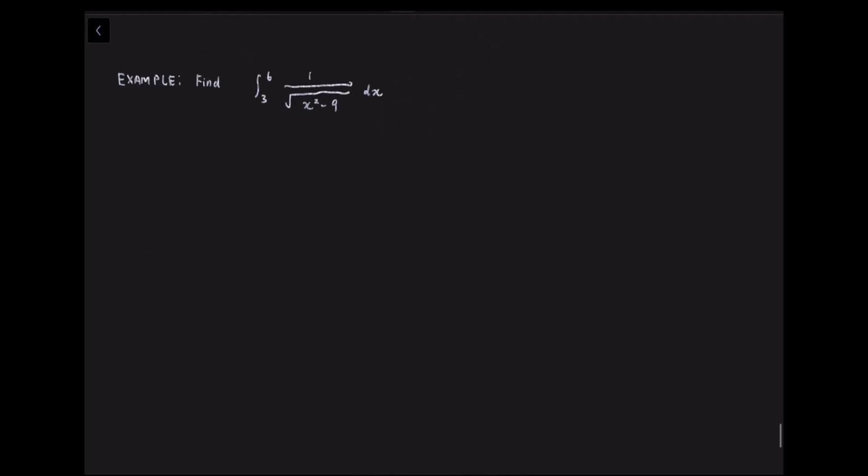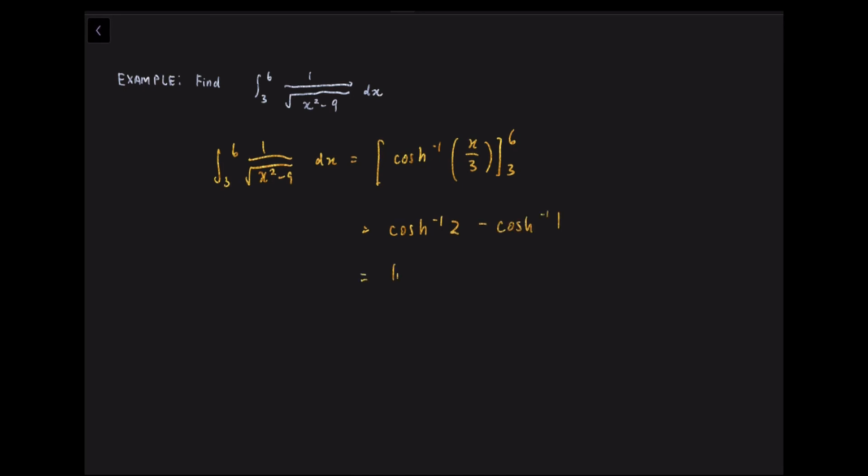Now we want to find the integral of 1 over the square root of x squared minus 9. So we can recognize this is 1 over the square root of x squared minus a squared. So we apply the formula and we have the inverse of cos x over 3, and then we plug in the boundaries 3 and 6. We have inverse of cos 2 minus inverse of cos 1, and express them in logarithmic form. We have ln 2 plus root 3, and that is our answer.